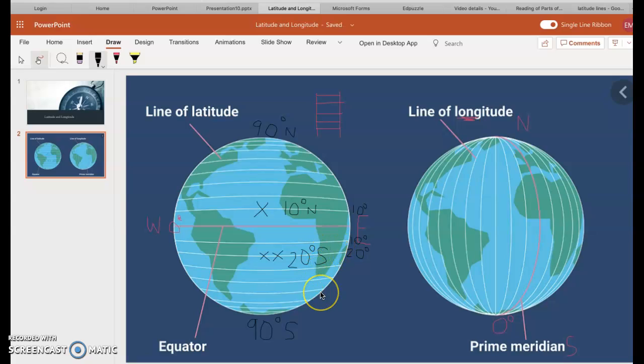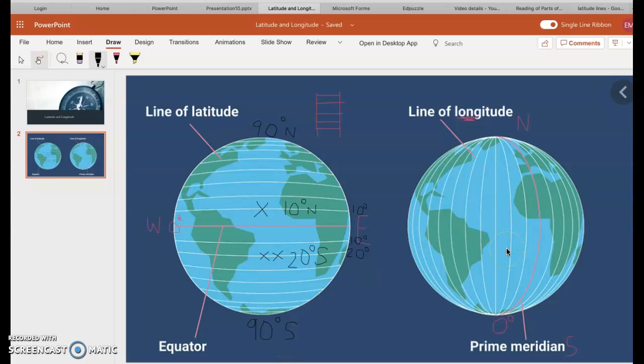Okay? And that is how we locate and label our lines of latitude. We always start at the equator, which is 0, and we're jumping up by tens all the way to 90 degrees north up at the North Pole, and all the way down to 90 degrees south at the South Pole. Anything above the equator is north, anything below the equator is south.